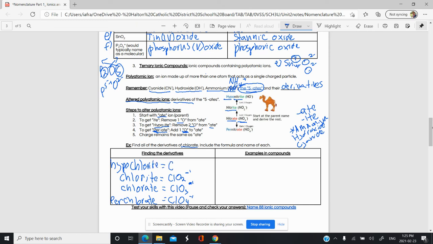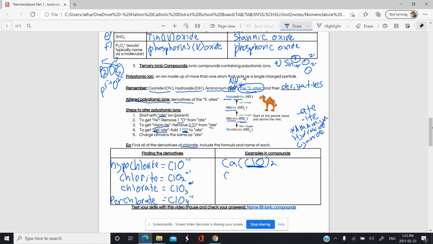You can also get hypochlorite, and so that would be ClO, 1 O less than the chlorite, minus 1. And so these could exist in compounds. So for example, I could have sodium hypochlorite, or let's do calcium hypochlorite, which would be Ca, brackets ClO brackets 2. It's what's in the brackets that counts here, right? This 2 on the outside just means there's 2 hypochlorites.